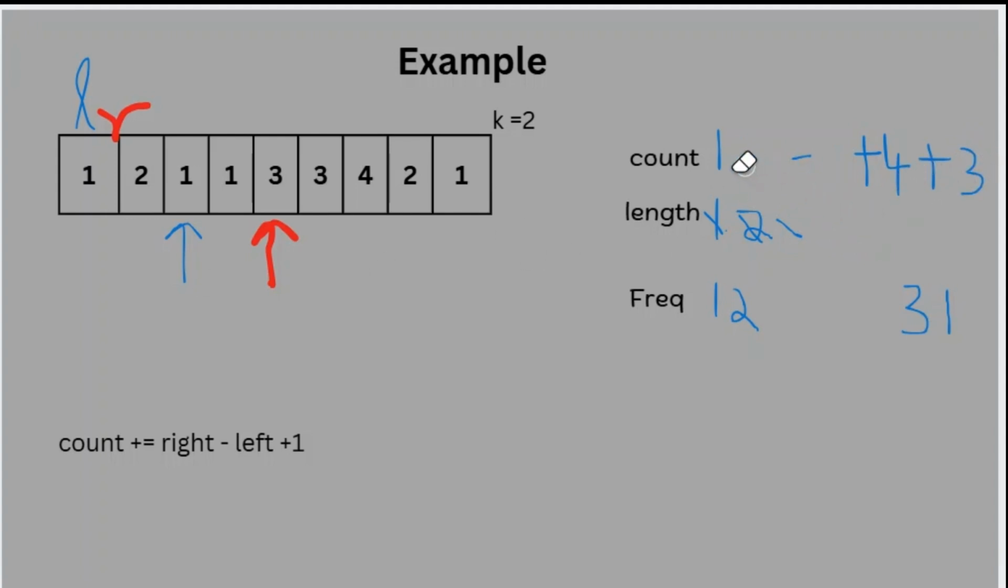So let's just clear this up. And now the count value becomes 13. Next, the right pointer is incremented and it points towards 3, and the occurrence of 3 is changed to 2. No changes in the length, so we are going to add plus 4 to count.